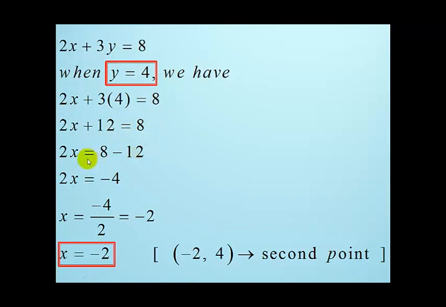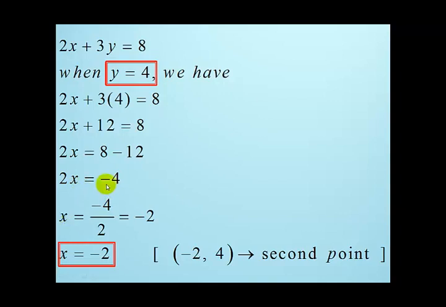So we have 2x is equal to 8 minus 12. 8 minus 12 equals minus 4. If 2x is equal to minus 4, how do we solve for x? We need to divide both sides by 2. When we divide the left hand side by 2, we are left with x.